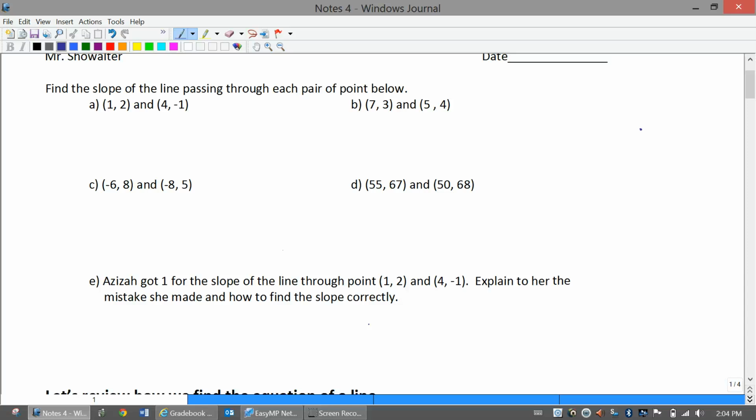Okay, here's the deal. Find the slope of these. If you remember from before, we had already done this in class with you guys as far as slope goes. But there's the formula again. So if you do it, I start doing it that way. I recommend doing it that way so that you don't drop a negative like Aziza did.